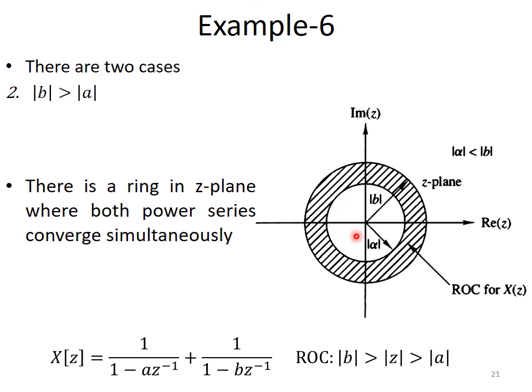Now the region of convergence for this part is outside this circle, which is this one, and the region of convergence for this part is inside the circle. Now we have some common area in between, a ring. So this is basically the region of convergence for this two-sided sequence.